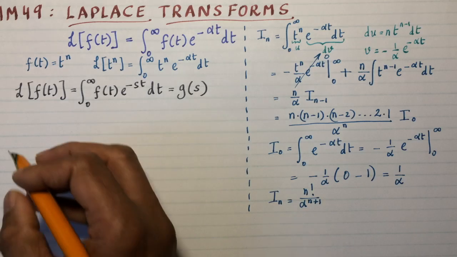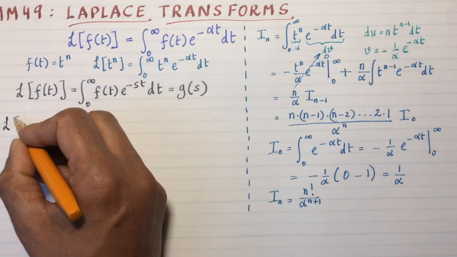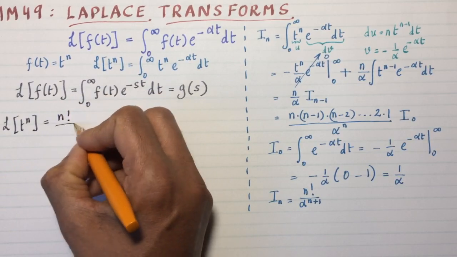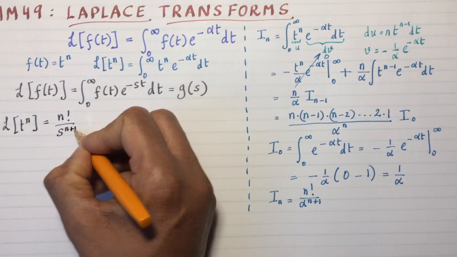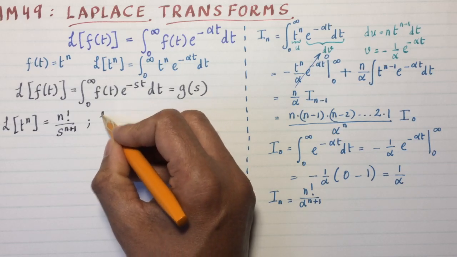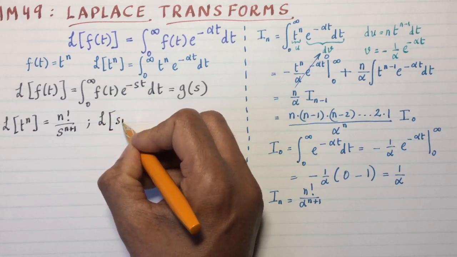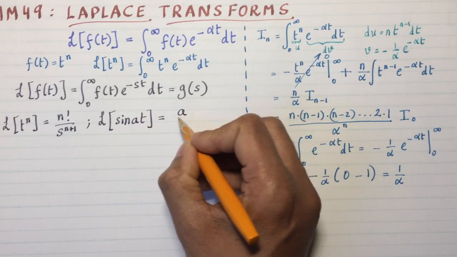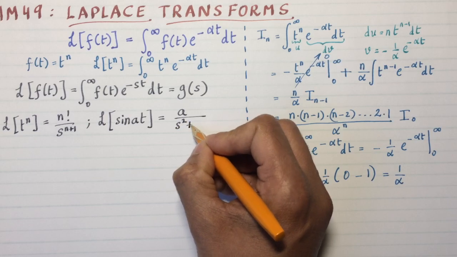So in exactly the same manner, you can show, just as we showed for this one, the Laplace transform of t to the power n is n factorial over s to the power n plus 1. You can also show that the Laplace transform of sine at is equal to a over s squared plus a squared.